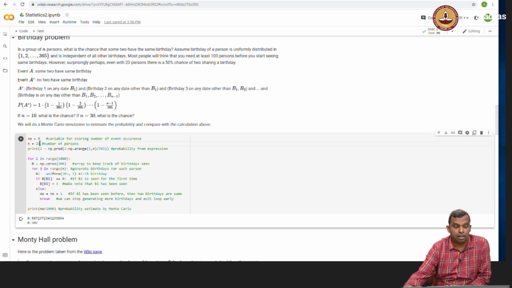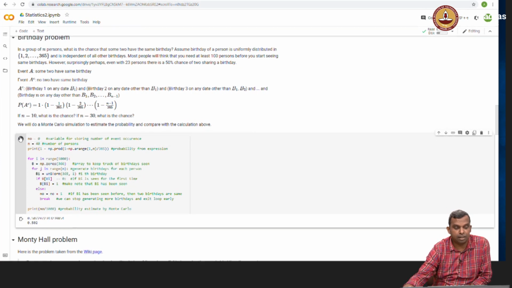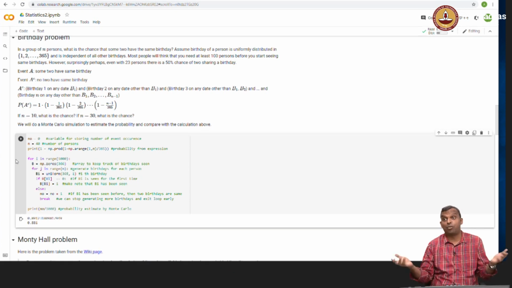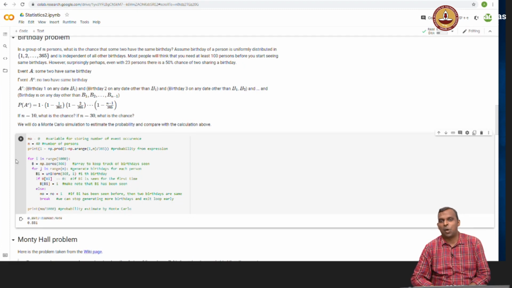So in fact, you may say 50% is still luck, but even if the number goes to something like 40, you're literally guaranteed a same birthday. Look at that. That's 90%. If you have a class of 40 people, 2 people are going to share birthdays with 90% probability, nearly. You have to be really unlucky not to have a common birthday.